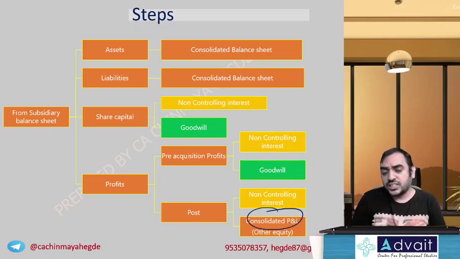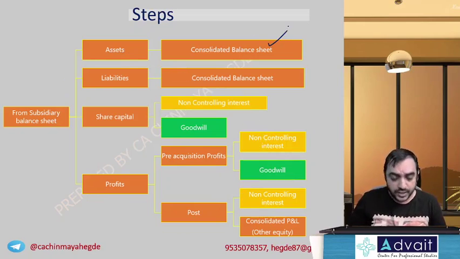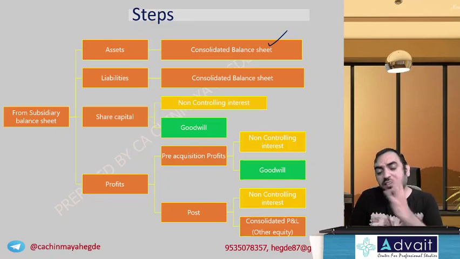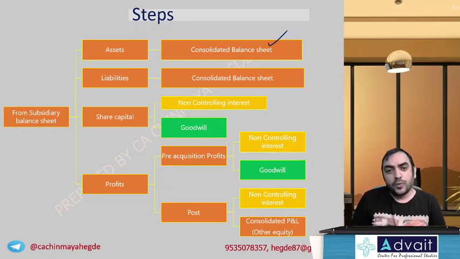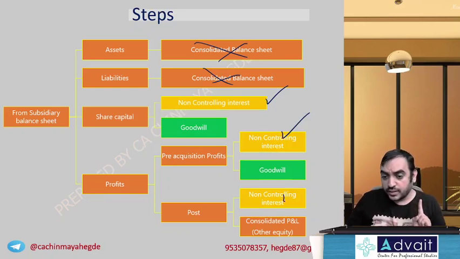So if you look at this chart, ultimately after all this circus, what are the things which are required? Consolidated balance sheet. Anyway, we are going to prepare the full balance sheet. That does not require a working note. So leave these two parts. We need one working note for non-controlling interest, one working note for goodwill, and one working note for this consolidated P&L account.